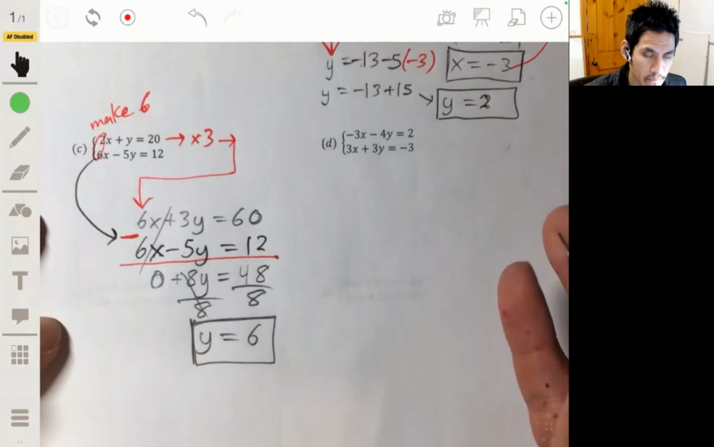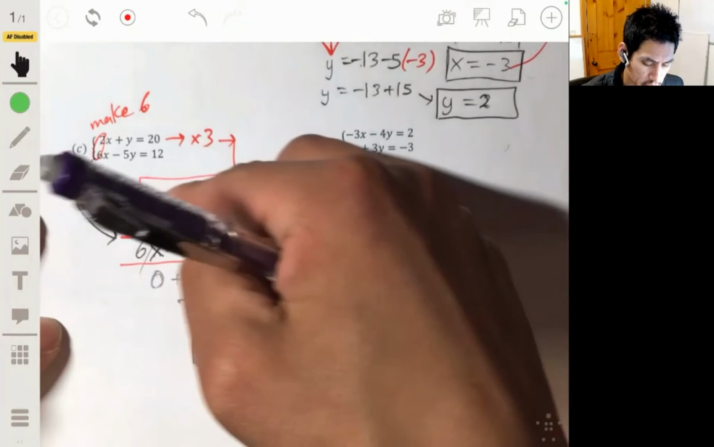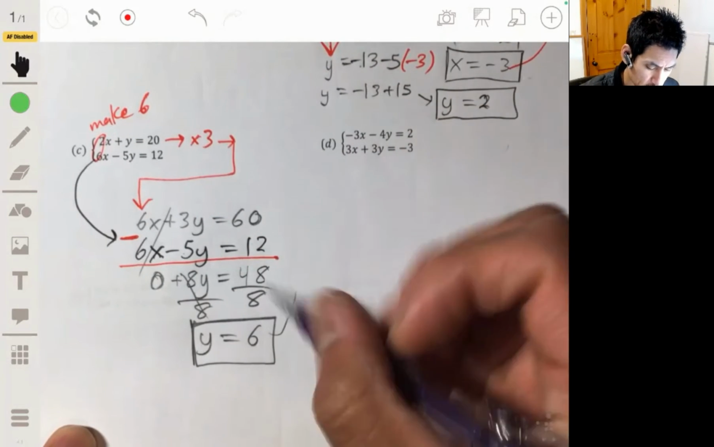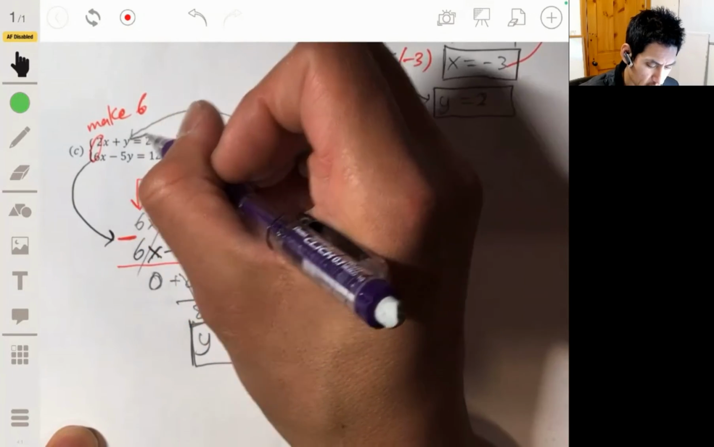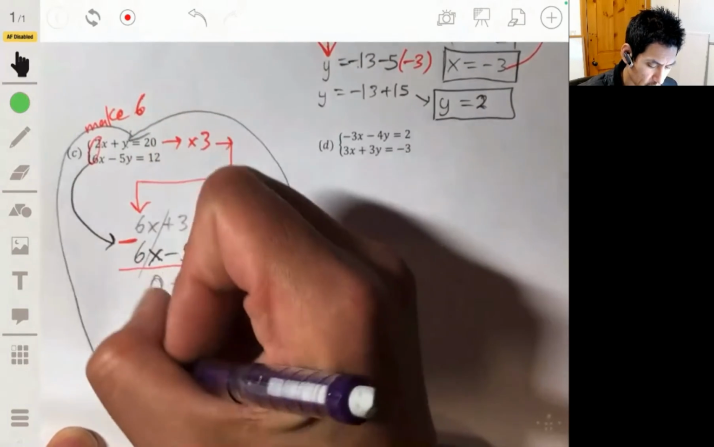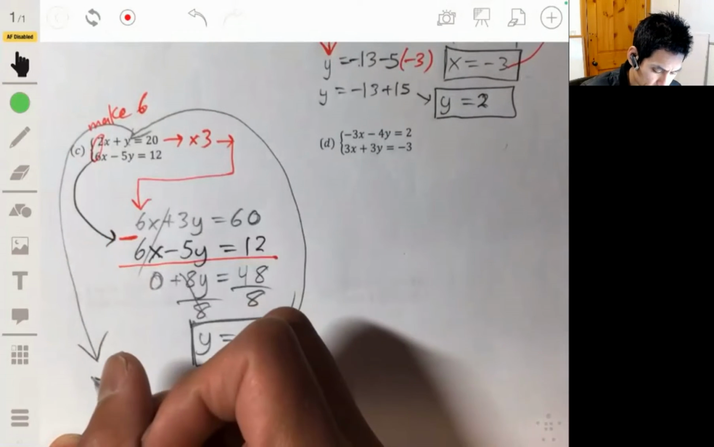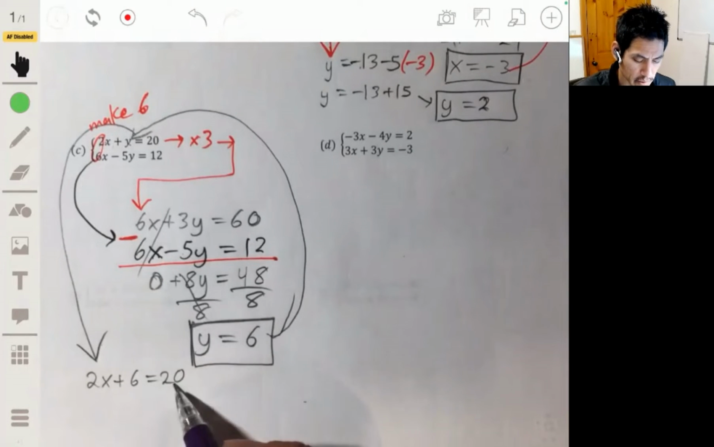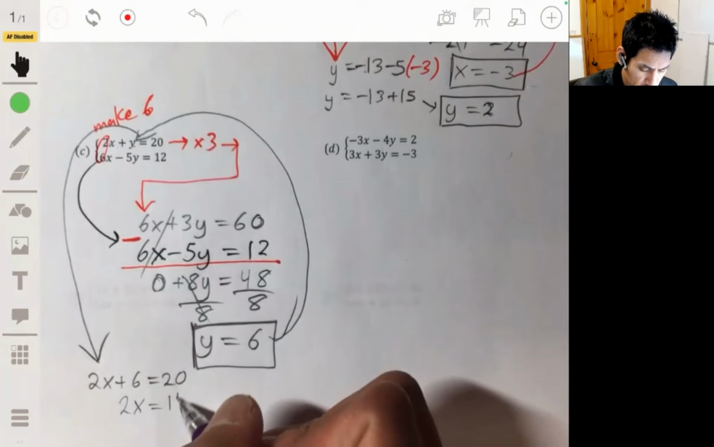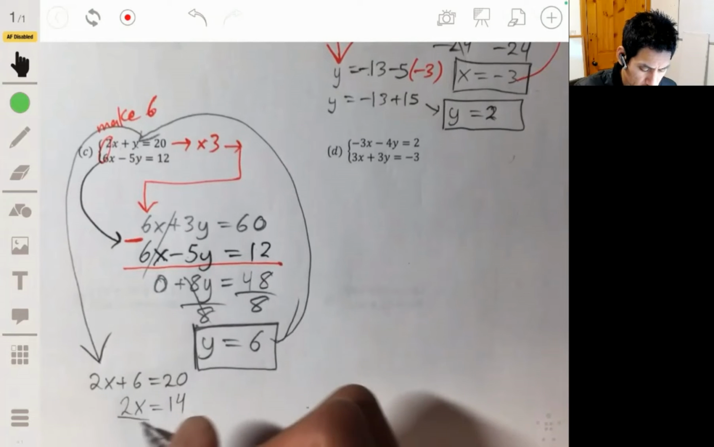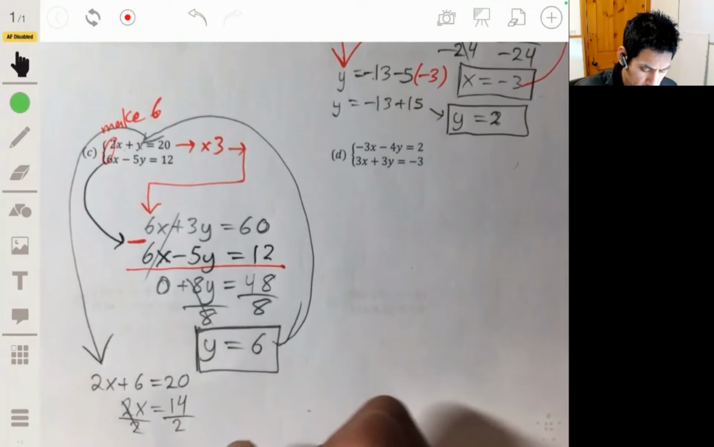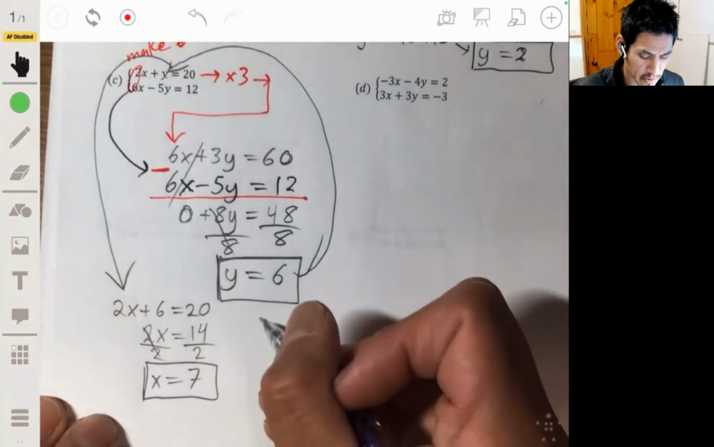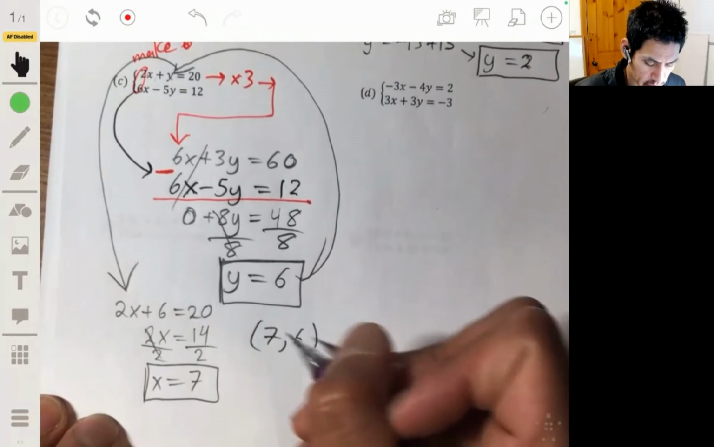And then plug this y into any equation because you want to eventually get x. The quickest one will probably be the top one because I see a 2x there. I'm going to plug it into that spot there. So I'll get 2x plus 6 equals 20. Take away 6, 2x equals 14. Divide by 2. x is 7. And my solution as an ordered pair is 7, 6.